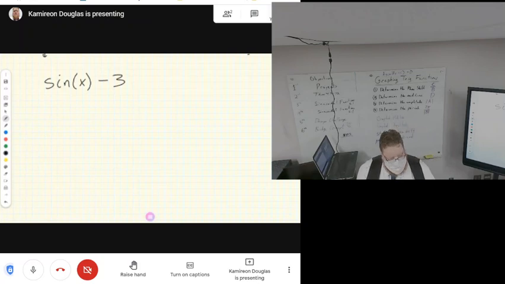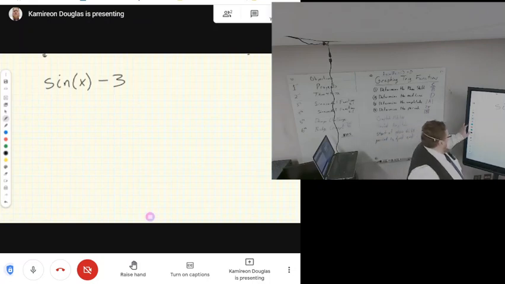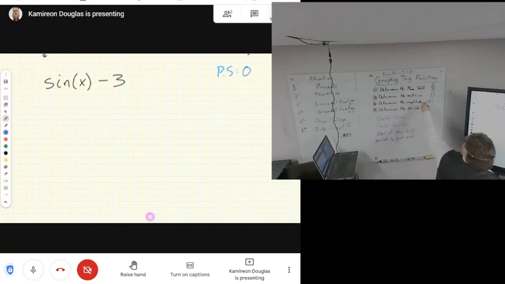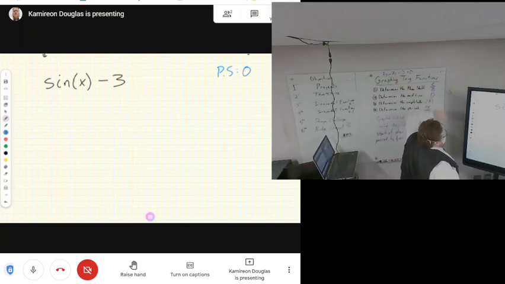Alright. Take one piece at a time. Now, again, not all of these pieces have to be done, but these are good places to start if you want to get it right. So let's ask these small questions. Starting with question number 1, what's the phase shift? Or what I call the PS, phase shift. 0. It's not going to move left or right. There is no number being added or subtracted inside, so it's not going to move left or right.